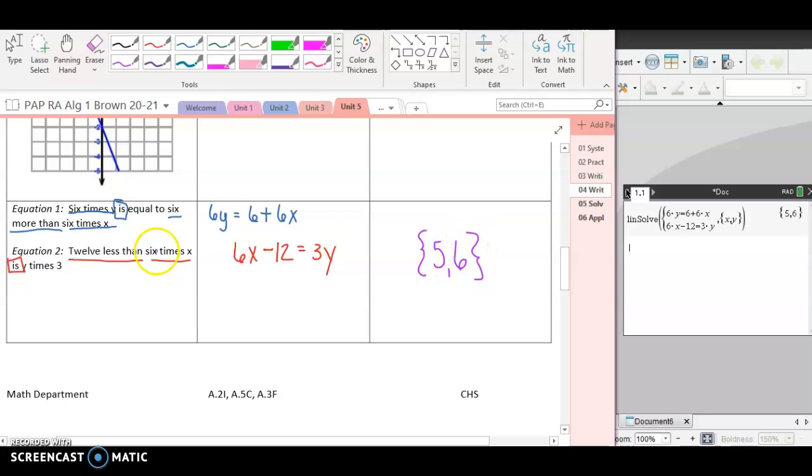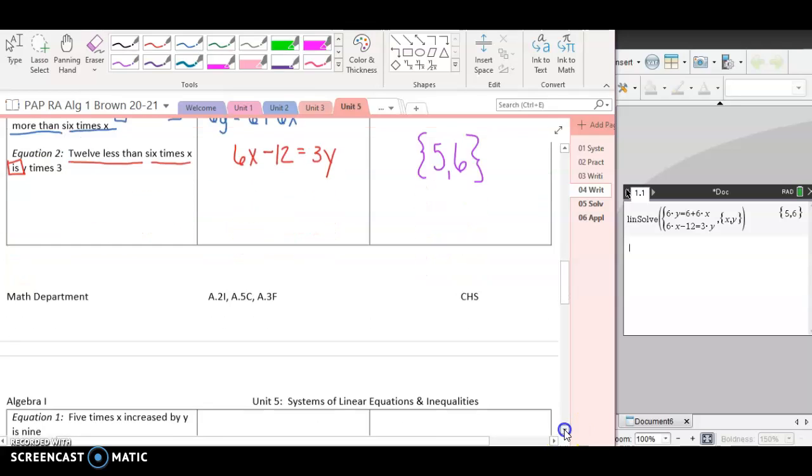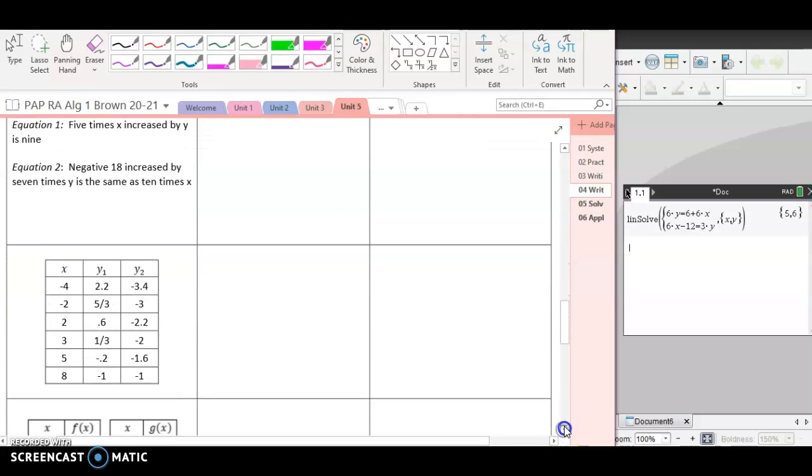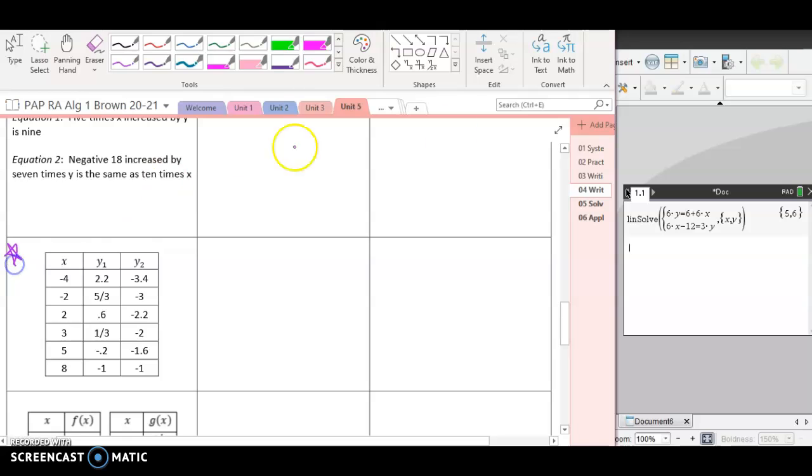All right. So we took a verbal description, we wrote a system of equations, and then we solved it using LinSolve. Okay, so now we have a table of values. That's the next thing, the very last thing. Table of values. That's this one right here. All right, we're going to use Lists and Spreadsheets to do this one.